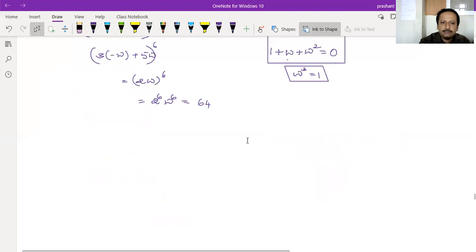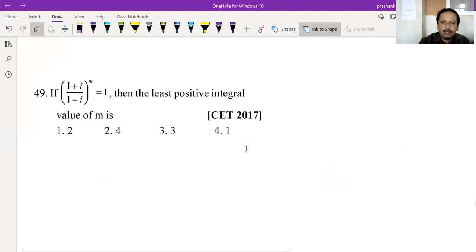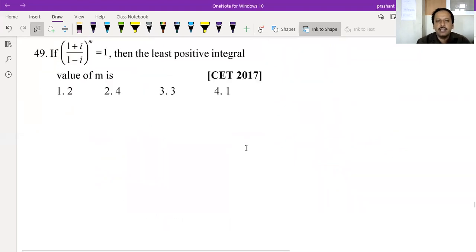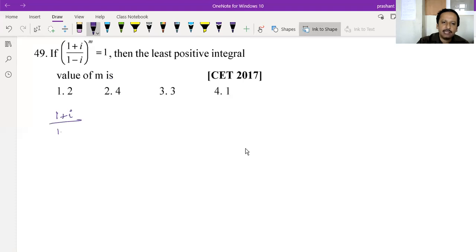Okay. Then after this, here we have the 49th question. If 1 plus i by 1 minus i whole power m is equal to 1, then the least positive integral value of m is, first let me simplify this, 1 plus i by 1 minus i. I will multiply and divide by 1 plus i. Later on, I will raise to the power m afterwards. Okay, I'm multiplying and dividing by 1 plus i.